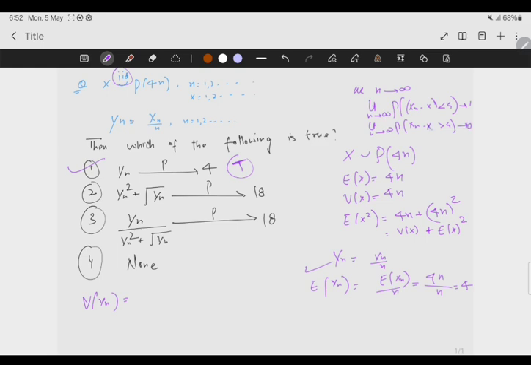See, what's variance of Yn? That is variance of Xn divided by n square. As you know, variance is independent of change of origin, but not of scale. So this is nothing but variance of Xn divided by n square, and variance of Xn is 4n.